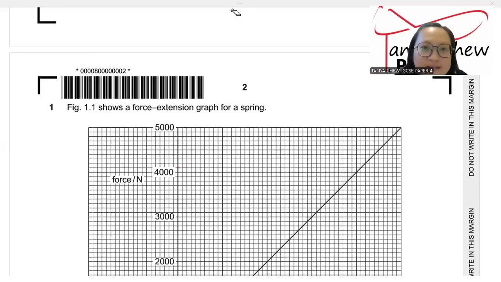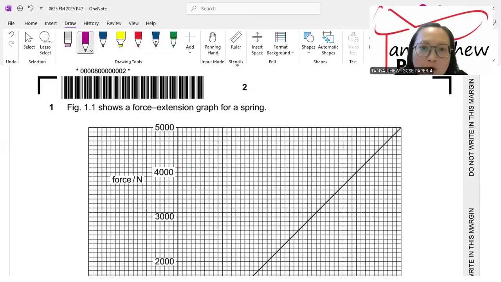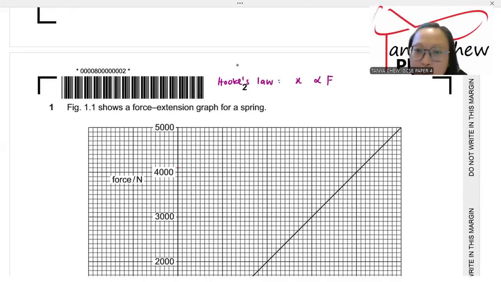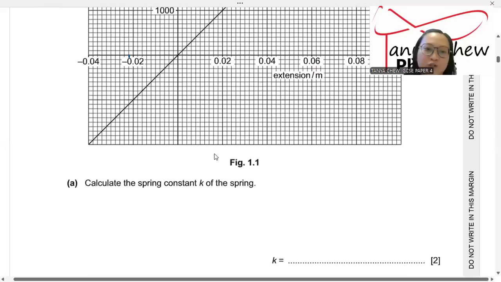Hooke's law states that extension is directly proportional to force, or force is directly proportional to extension, beneath the limit of proportionality. So Hooke's law is only defined up to the limit of proportionality. So let us answer the question.